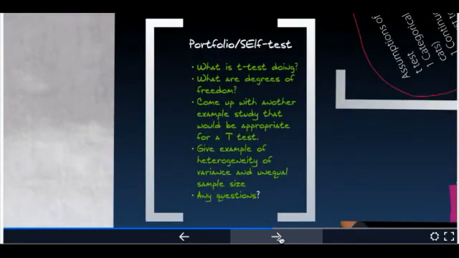All right, this is a bit of a self-test on what we've covered so far. Make sure you understand what exactly a t-test is doing. Most of that is from my first lecture. So we're talking about within group and between group variances, that kind of thing. What exactly is a degree of freedom? What does that mean when I look at that number? Can you come up with another example study that would be appropriate for a t-test besides comparing ketamine and Prozac? Can you give an example of what heterogeneity of variance and unequal sample size would look like? And where would you find that on SPSS output? And then any further questions that you might have. So this is the end of lecture number 2 on ANOVA.